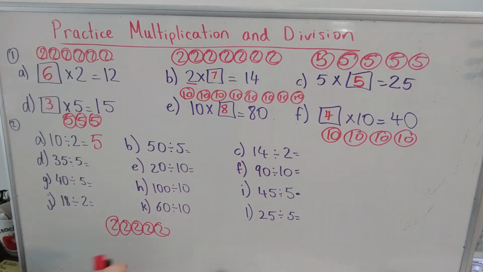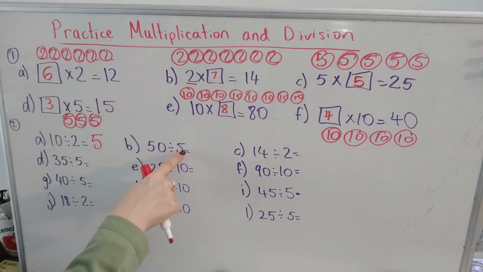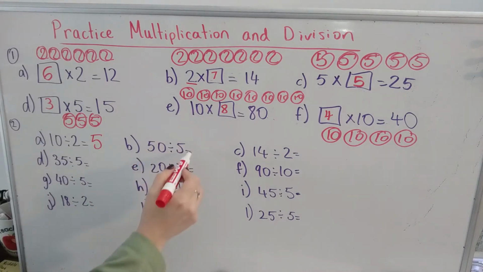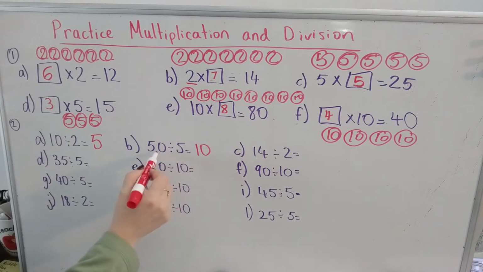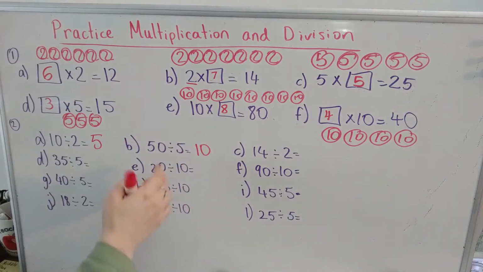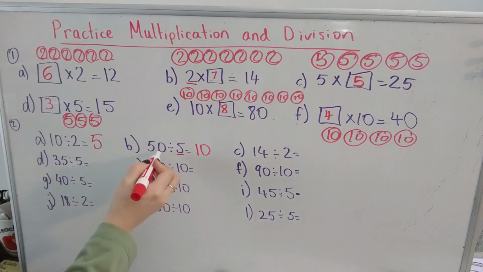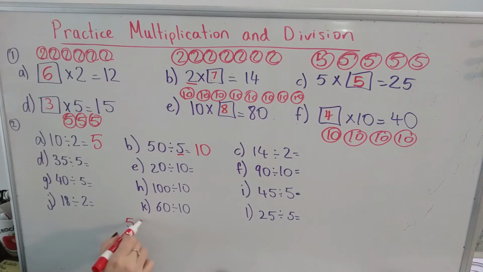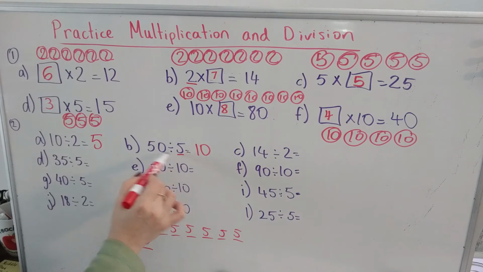Let's do 50 divided by 5. How many 5's are in 50? 5 times 10 is 50, so I'm going to write this down. I solved it using my multiplication strategy. Now I'm going to count by 5's to get to 50. 5, 10, 15, 20, 25, 30, 35, 40, 45, 50. How many 5's did I count? 1, 2, 3, 4, 5, 6, 7, 8, 9, 10. That means there are 10 groups of 5 inside of the number 50.